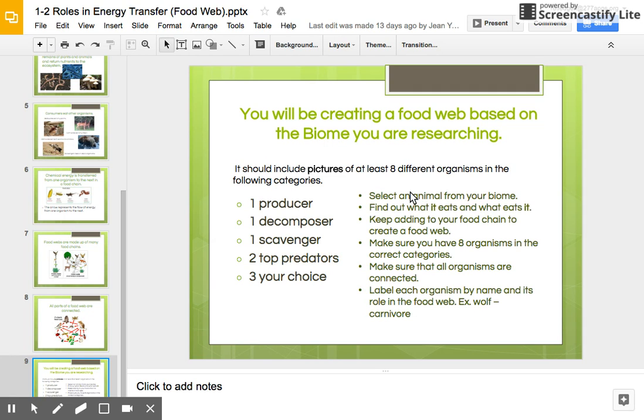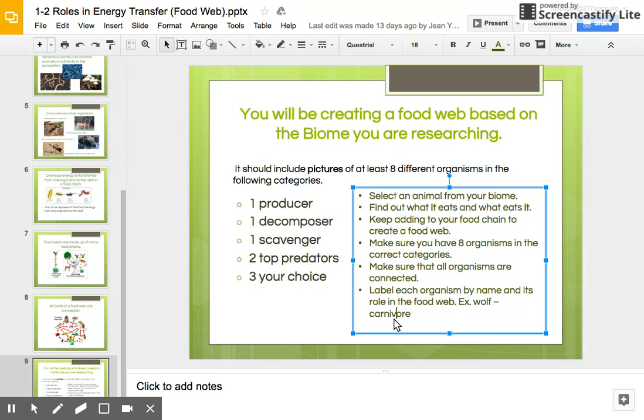So to get going on this, you should first select an animal from your biome. Find out what it eats, and also find out what eats that animal. Then work out from that animal. Keep adding to your food chain to create a food web. Make sure that you've got 8 organisms that fit into these categories. Make sure that all of your organisms are connected. So every organism should have multiple arrows pointing to or away from it. Label each organism by its name and by its role in the food web. So an example would be wolf, that's the name of the organism, and carnivore, its role in the food web.